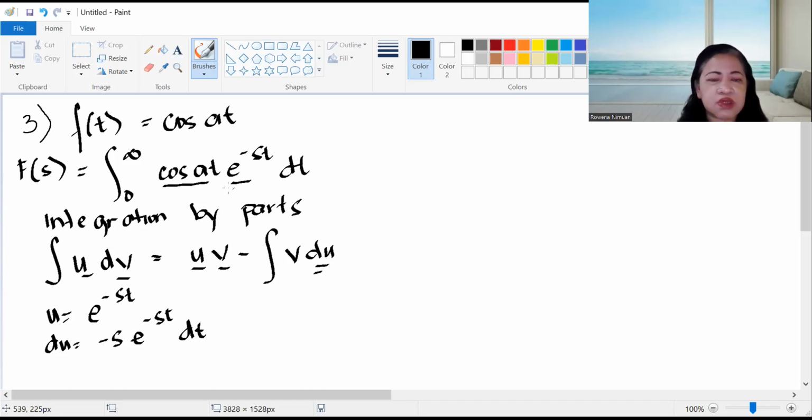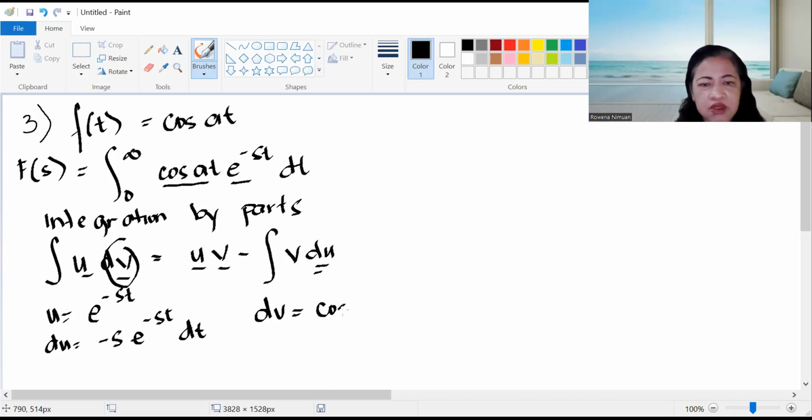We have to determine also assign the value of dv. If I make use of the dv now, I can assign dv equivalent to cosine of at dt. So if I get the integral of this, I can cancel out the integral and the derivative, making it equivalent to v.